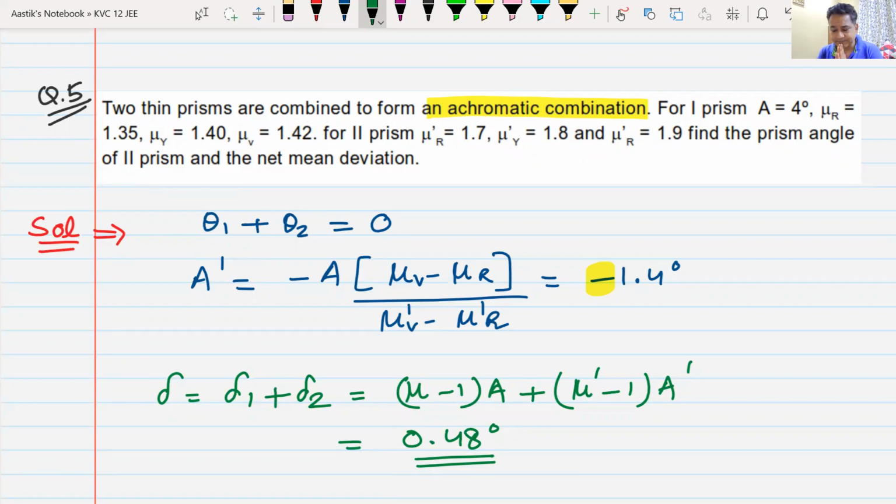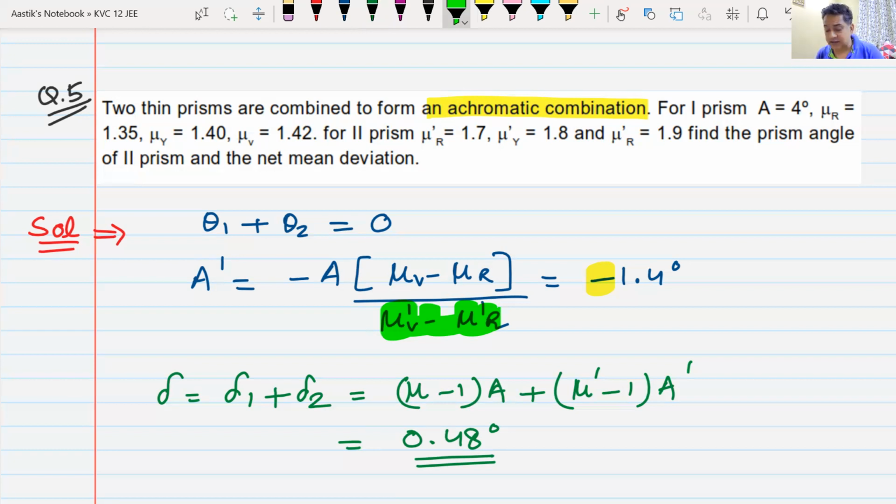Sir, in the first formula, it's not mu dash v. Sir, it's mu y. Sorry. What's wrong, beta? Here in this formula, it has to be mu dash v minus mu dash r. Dispersion is 0, right beta? Yes, sir. Any doubt? No, sir. Sure? Yes, sir.